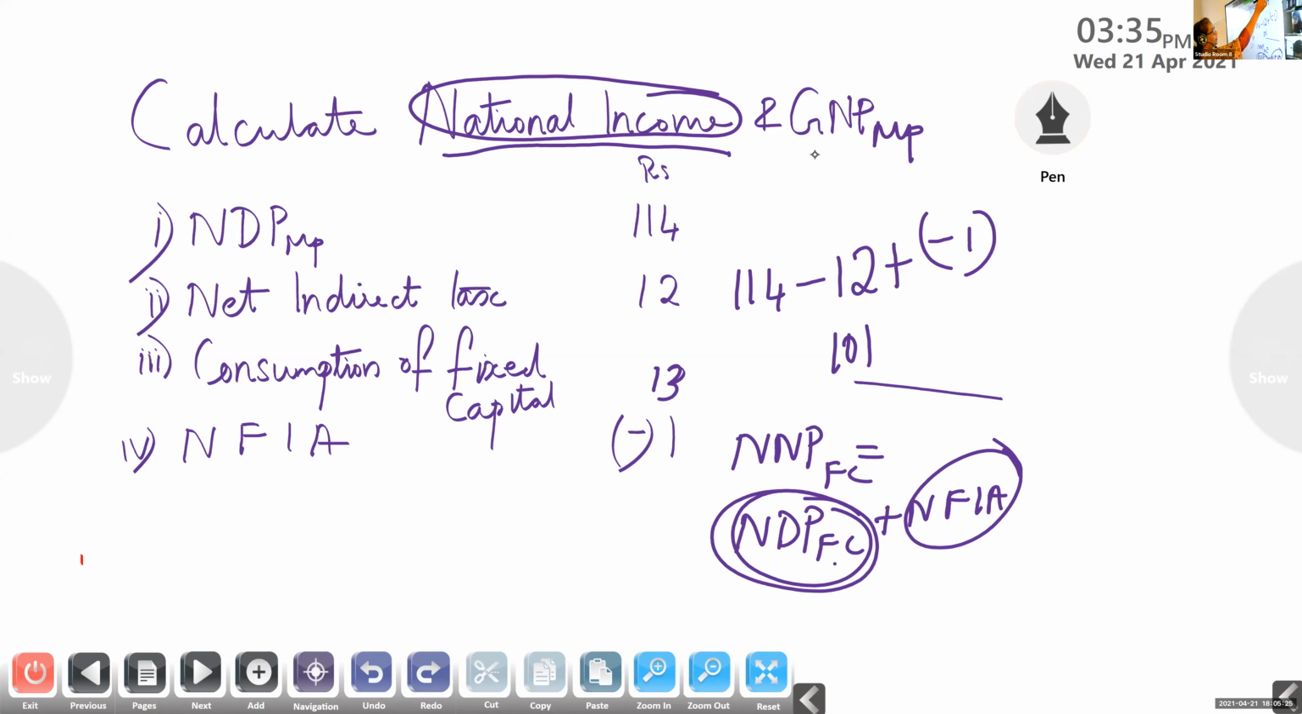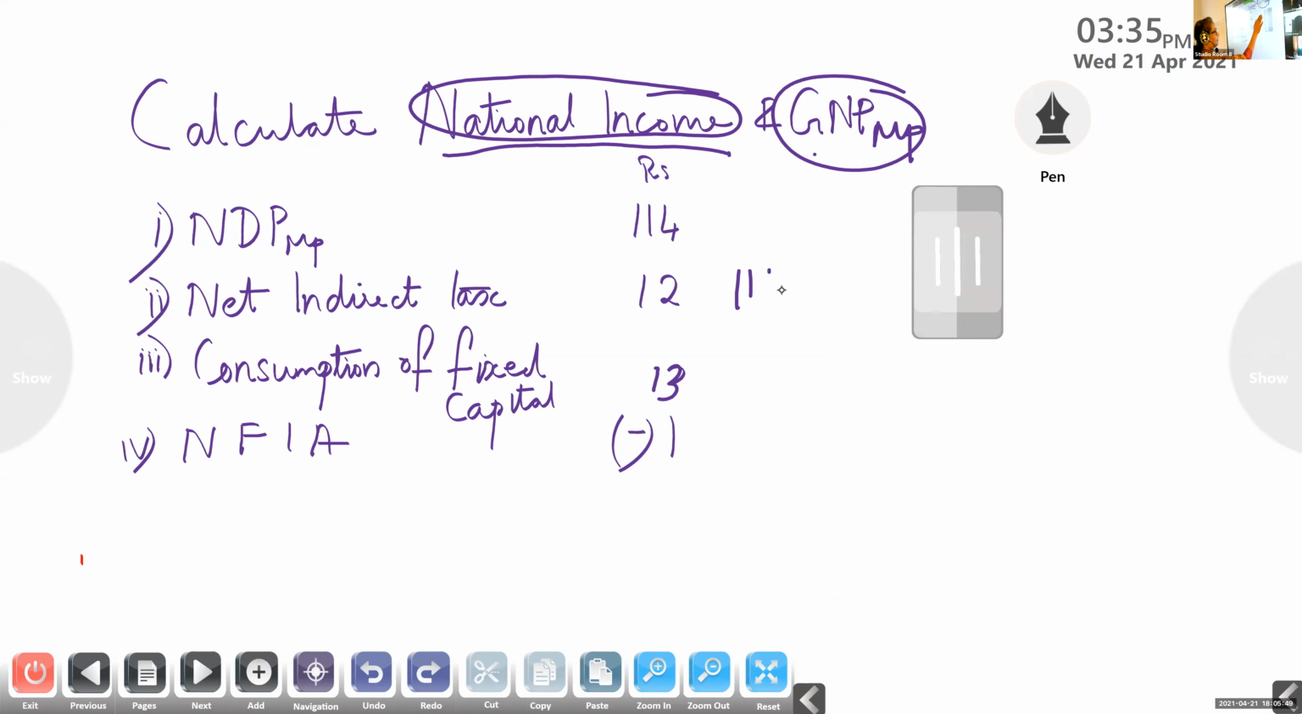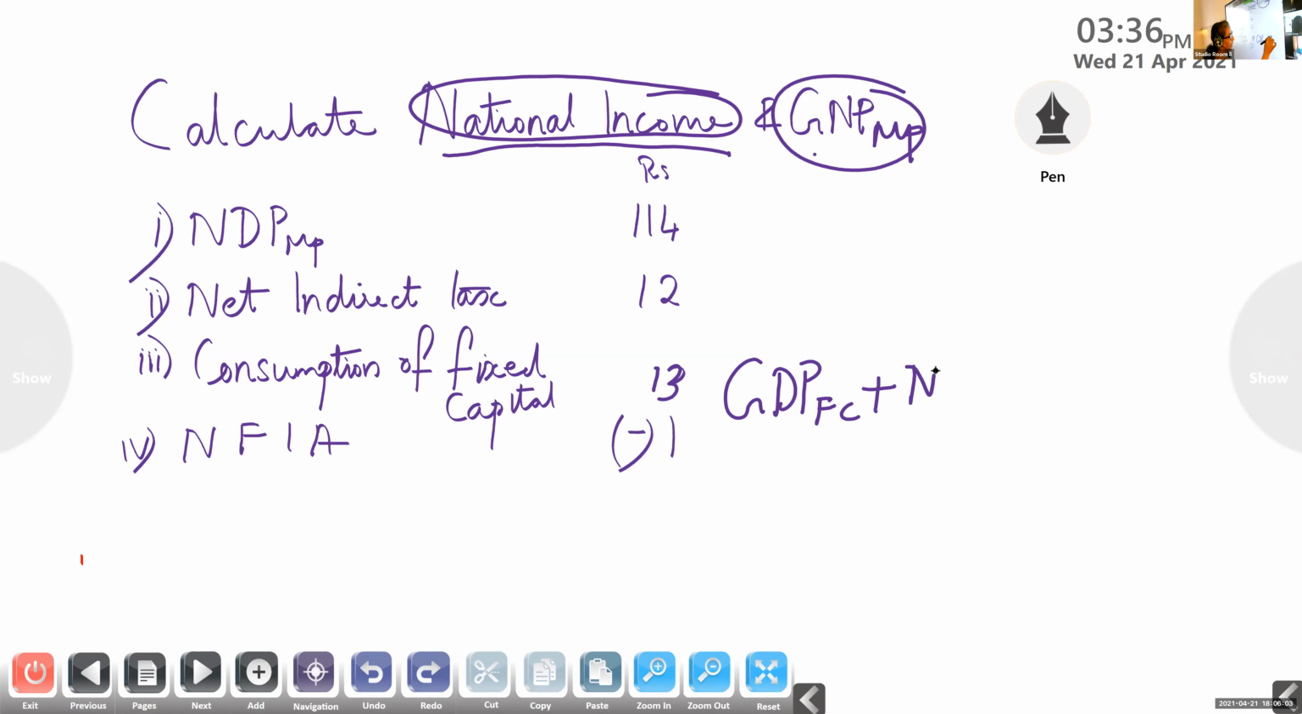One more question is there, that is GNP-MP. How to find out GNP-MP? What is the formula? GNP-MP. GDP-MP plus NFIA. Okay. Now, next question. Two questions are asked in this. GNP-MP. How to find out? That is GDP-FC plus NFIA. This is the formula.